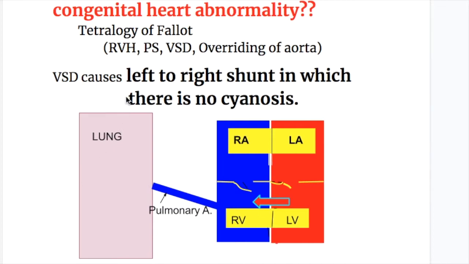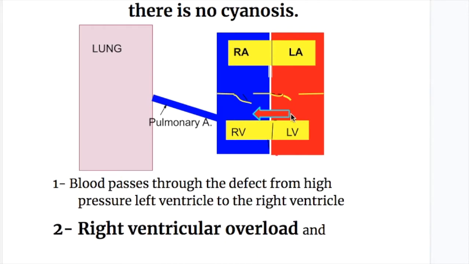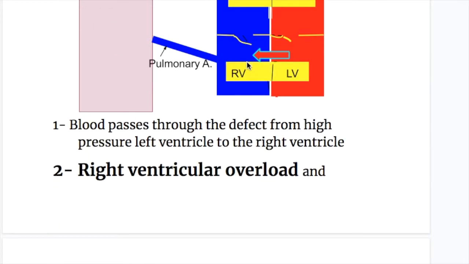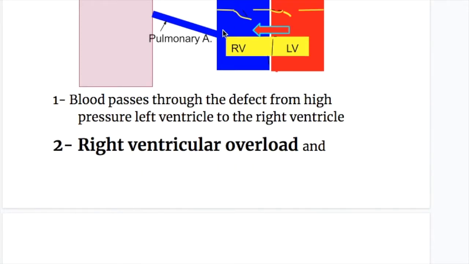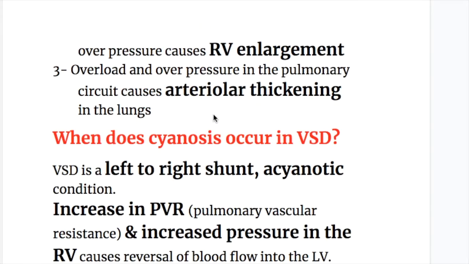Ventricular septal defect causes left to right shunt, in which there is no cyanosis because oxygenated blood from the left ventricle goes into the right ventricle because the left ventricle has higher pressure than the right ventricle. The blood passes through the defect from the high pressure left ventricle to the right ventricle. Right ventricular overload and overpressure causes right ventricular enlargement. And number 3, overload and overpressure in the pulmonary circuit causes arteriolar thickening in the lung.